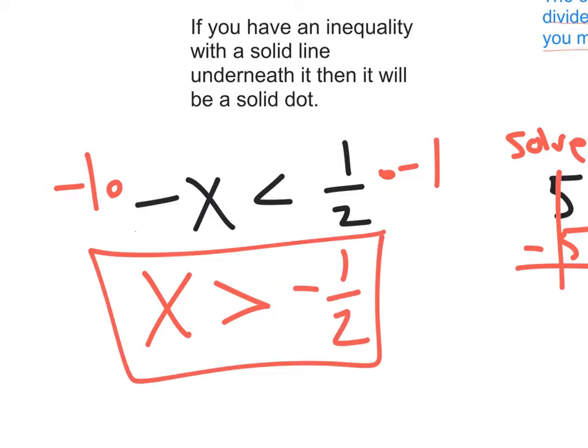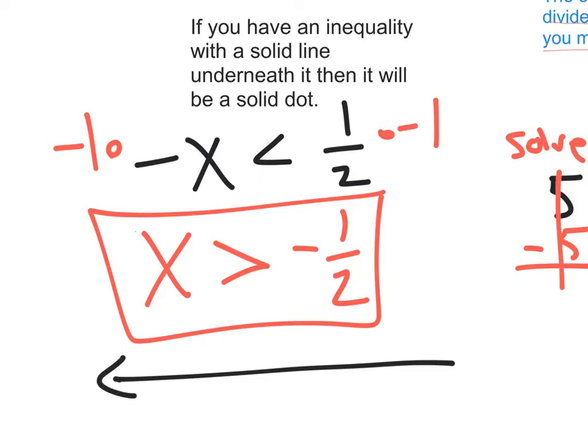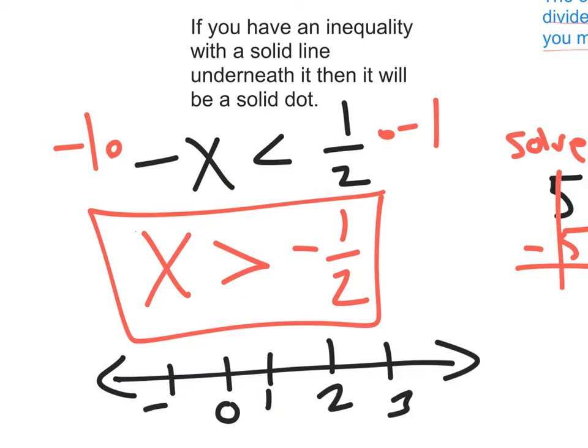I guess I forgot to do the graphing portion of this. Let's actually do it. If I had x is greater than negative 1/2, well, I would put some numbers. 1, 2, 3, 0, negative 1, and so on and so on. So on my number line, where do I go? What value do I go to? Do I go to 1, 2? Where do I go? Negative 1/2, which is between the 0 and the negative 1. Now, is this going to be an open dot or a solid dot? Open, because it does not have a solid line underneath it. Remember, if it has a solid line, it will be a solid dot. But it doesn't have a solid line underneath it, so it's going to be an open dot halfway from 0 to negative 1.